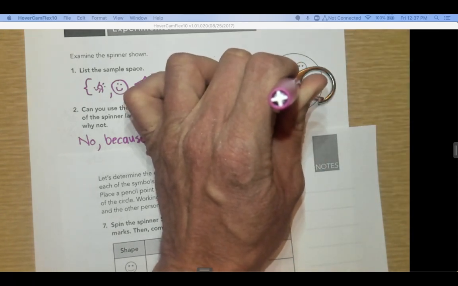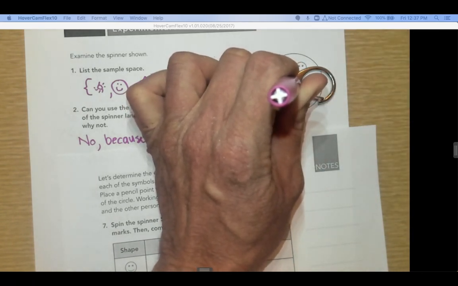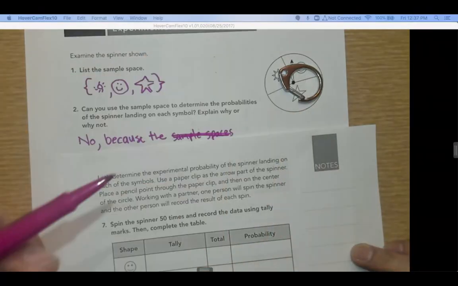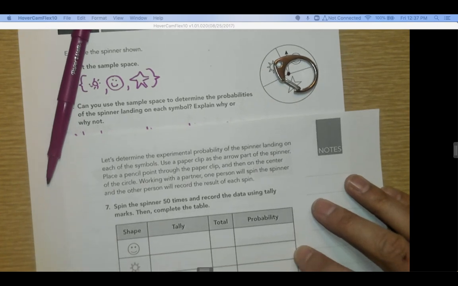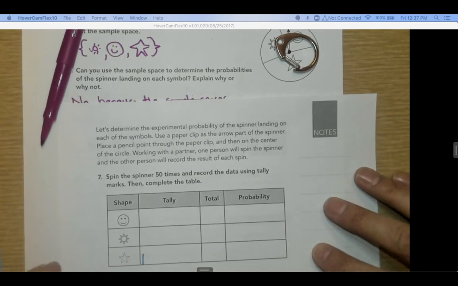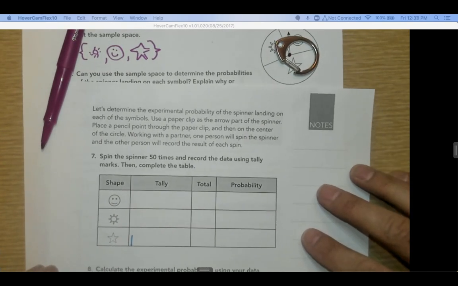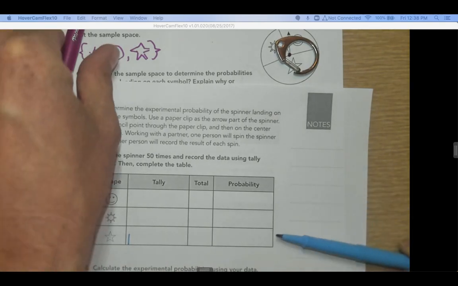Okay. So that was a star. We'll move out of the way. You see how it's in the star section? So that was a star. So I'm giving that a tally. Oh, look at that. It almost fits. It almost fits. All right.